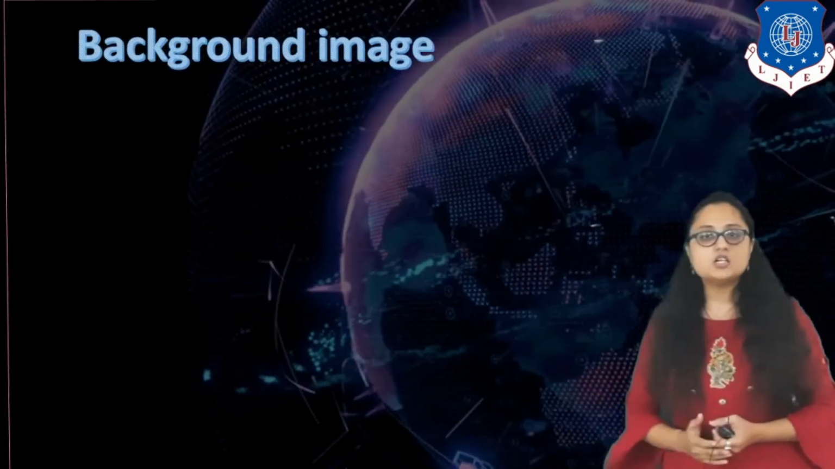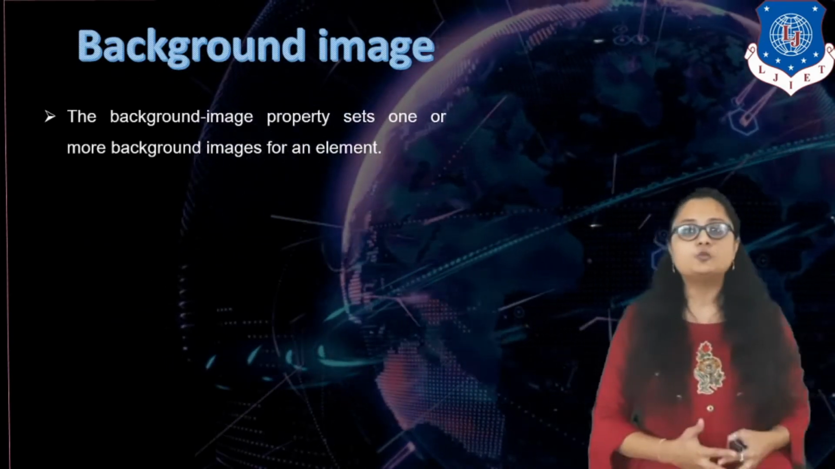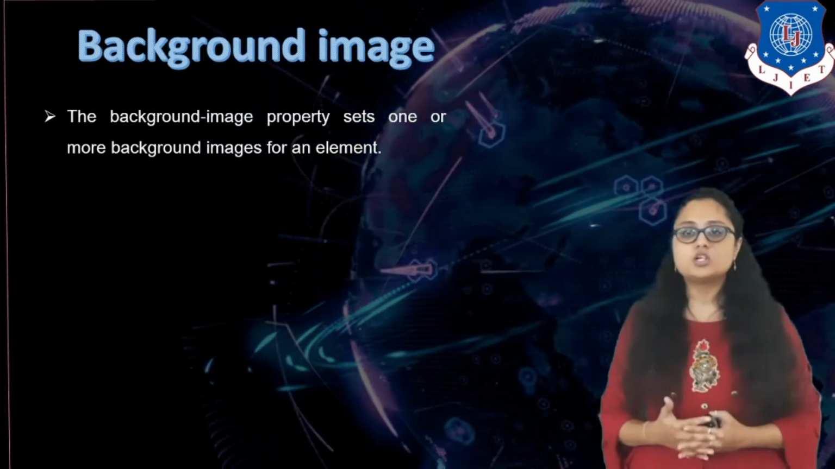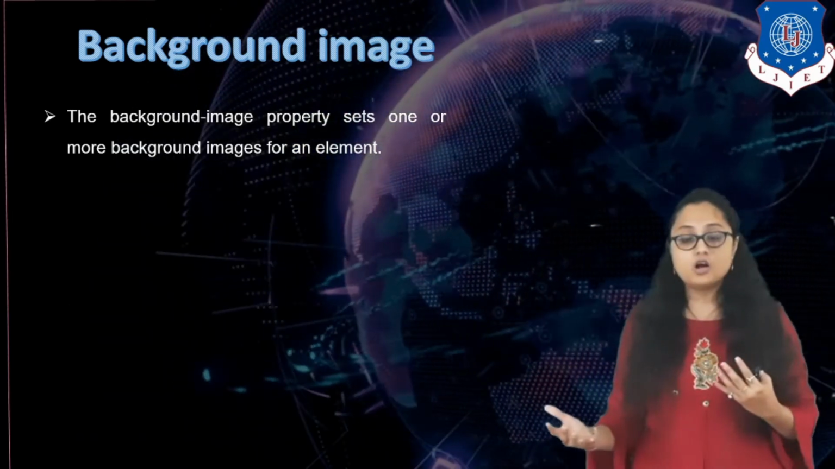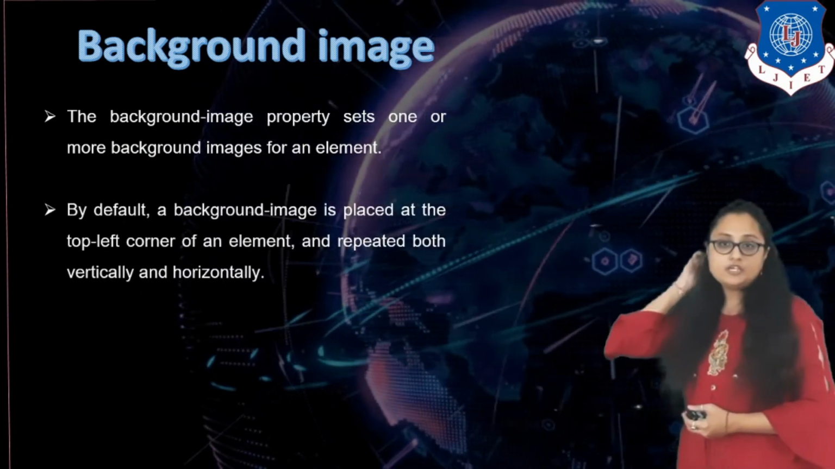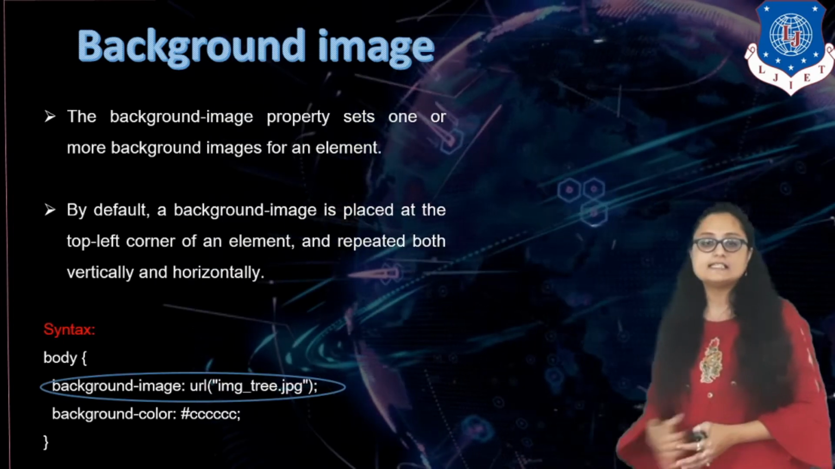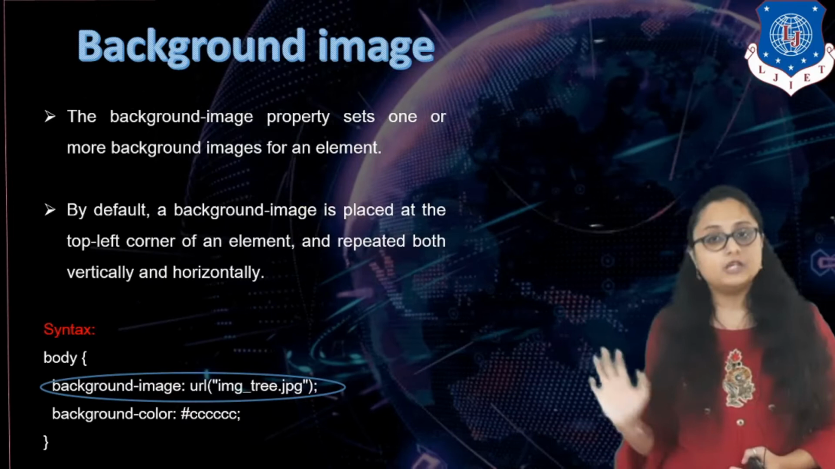Now let us study background image and the properties that are related to background image. Now many a times you don't want to set background color, instead you have an attractive image that you want to set for a particular element. You can set the background image by using the background image property. So here you can see the syntax, the property name is background hyphen image.